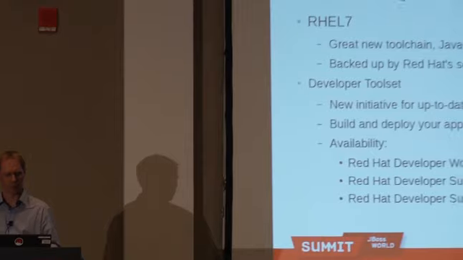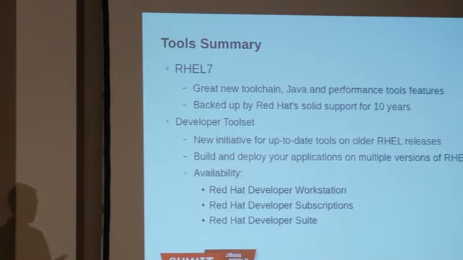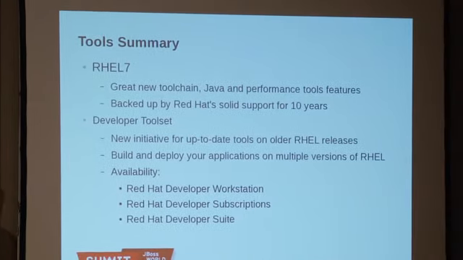So in summary, in RHEL 7, we got some great new toolchain, Java, and performance tools features. Now, all of this is backed up by RHEL's 10-year guarantee. And in parallel with that, we now have Developer Toolset with newer GCC, newer GDB, and more tools to come. So it's a new initiative for up-to-date tools on older RHEL. You can build and deploy your application to multiple RHEL versions. And this is available to a number of subscribers to Developer Workstation, Developer Subscriptions, and the Developer Suite.